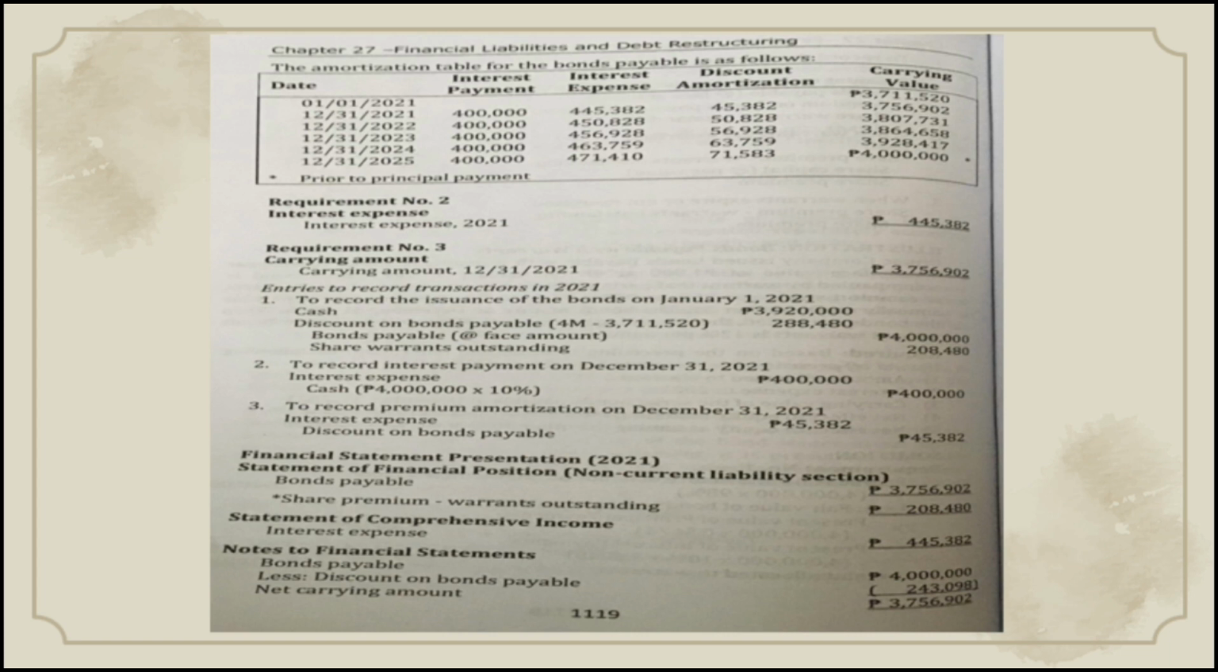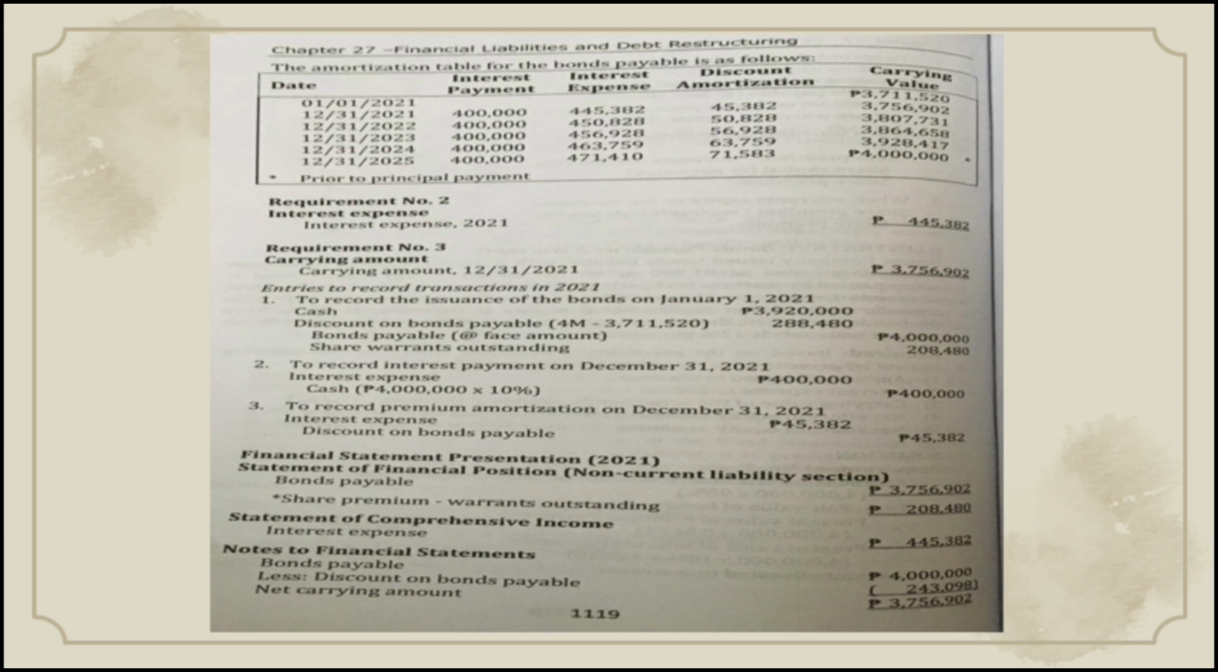Then last is to record the discount amortization on December 31, 2021. So we have to debit interest expense 45,382 and credit discount on bonds payable 45,382. Kay discount amortization man ni siya pagka December 31, 2021, if atong tan-awon sa amortization table.